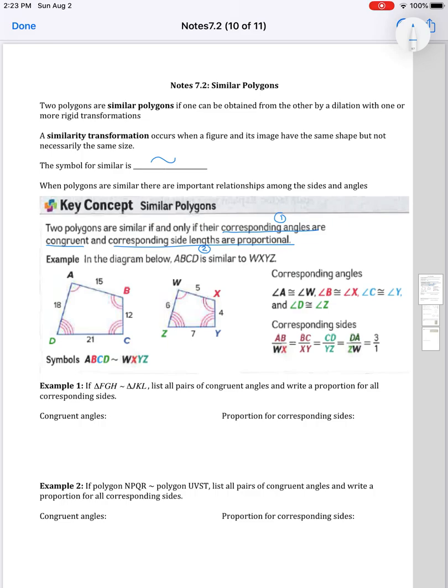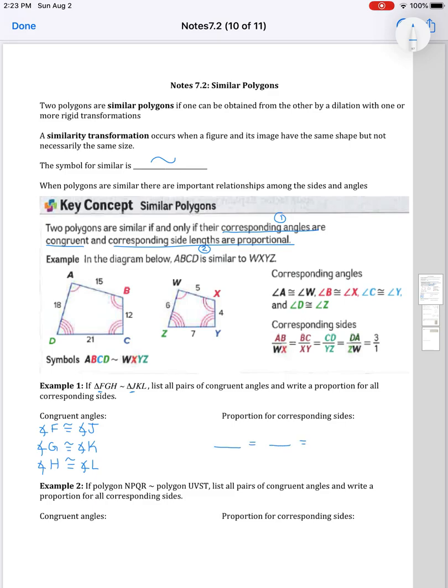It says if triangle FGH is similar to triangle JKL, we're going to list all the pairs of congruent angles, and write a proportion for all of the corresponding sides. The nice thing is we have a similarity statement to work with, so we don't need to redraw anything. We have angles F, G, and H in the first triangle, and they're congruent to the angles in the second one. F is the first letter, which matches with J, so angle F and angle J. G is the second, K is the second, so they match up. And H and L match up.